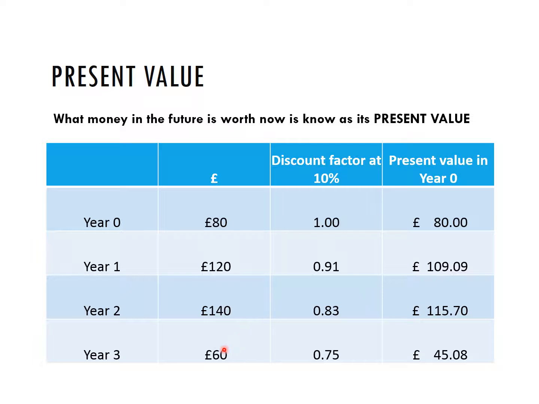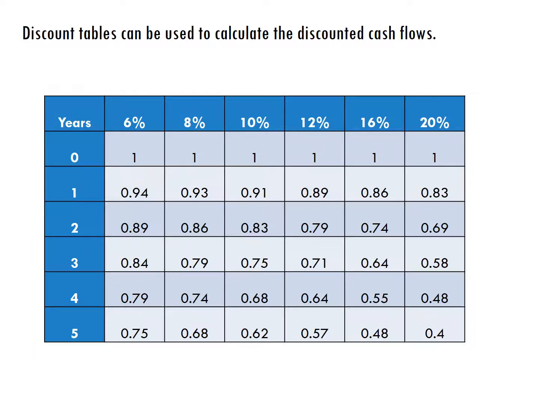The present value of £60 given to you in year three would be £45.08 today. So we use this concept of discount factors to take future cash flows and bring them back into what they're worth today, assuming a certain rate of interest at the bank. As I said, discount factors at 10% would be these ones, but as we get different rates of interest perhaps in the bank, then we might consider using different discount factors to do our calculations. So this table here shows us the discount factors for different rates of interest, and you'll normally be given these. You wouldn't need to calculate these.